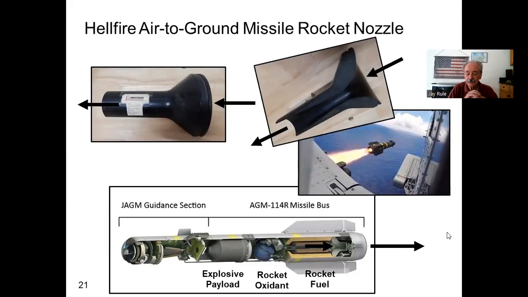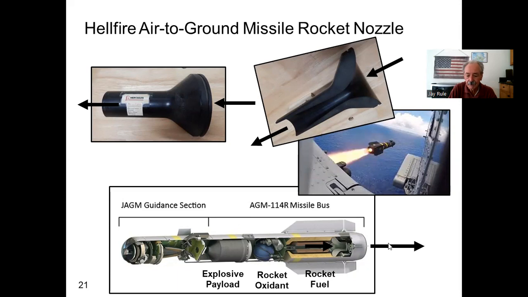Okay, a few more details about this Hellfire air-to-ground missile rocket nozzle. I believe that the original purpose of this was to be launched from a helicopter for anti-tank weapons, but now the technology has been expanded to basically any air-to-ground application. Here's the Hellfire missile being launched, I think probably from the wing of a plane, maybe a helicopter, not sure.